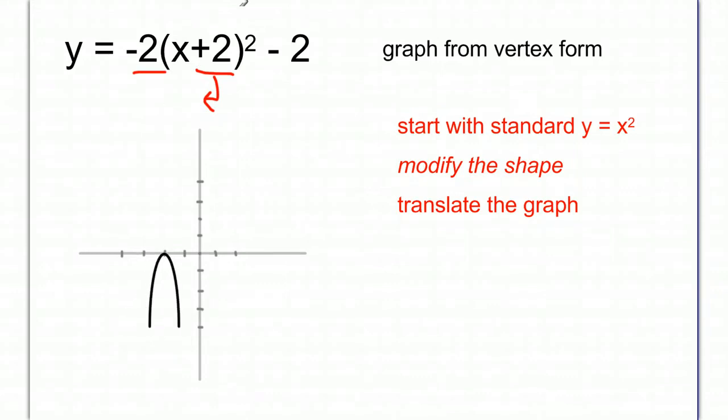And then the last step we're going to take is to look at this value of how much we go up or down. Negative means we go down, and it says we're going 2 units downwards. So that is where our new graph will be located. So we first started with the -2, which made it skinnier and upside down. Then we used the 2 in here to move it left 2, and the -2 out here to move it down 2.